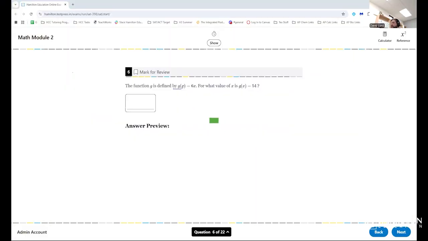The function g is defined by g of x equals 6x. For what value of x is g of x equal to 54? So we substitute 54 in for g of x, and then we solve for x, and x is equal to 9.